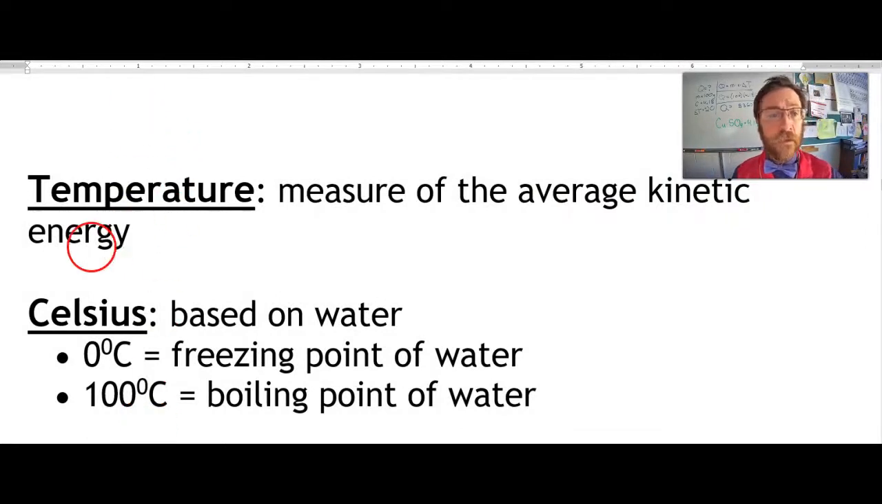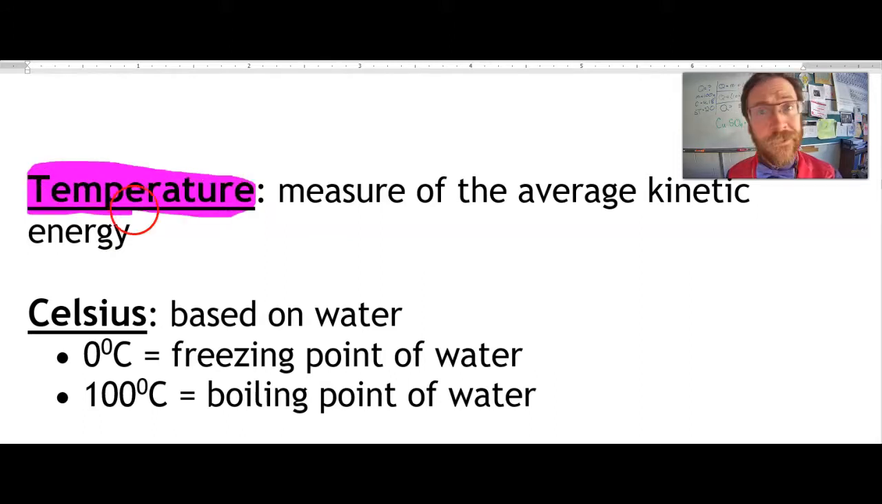So temperature is the measure of the average kinetic energy. That's what it is. Kinetic energy is the energy of motion, and temperature is the average motion of molecules. Really, it tells us how fast those molecules and atoms and particles are moving. So if something has a low temperature, that means those particles are moving around kind of slow. A higher temperature means they're moving around with a lot more speed.